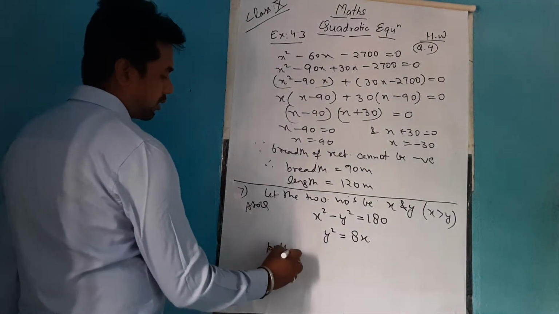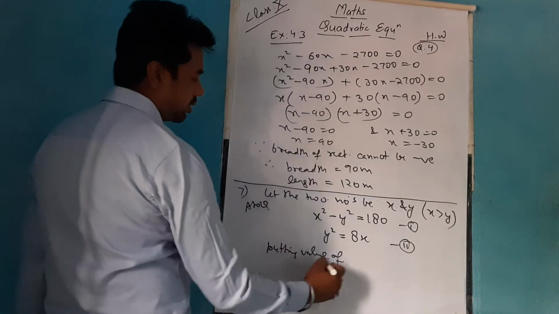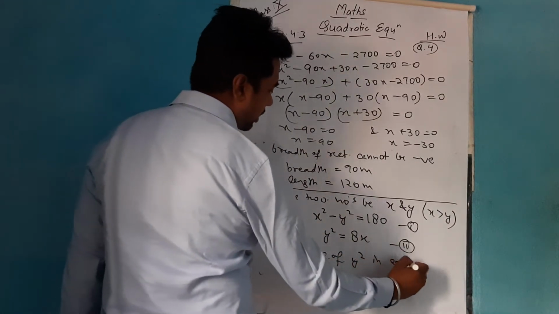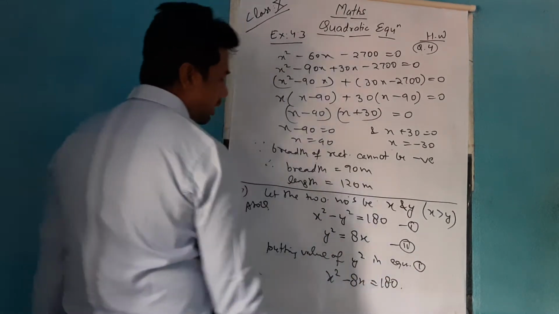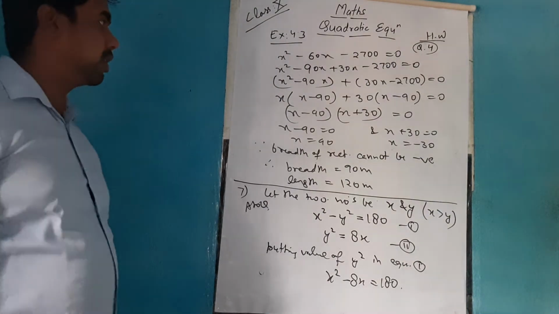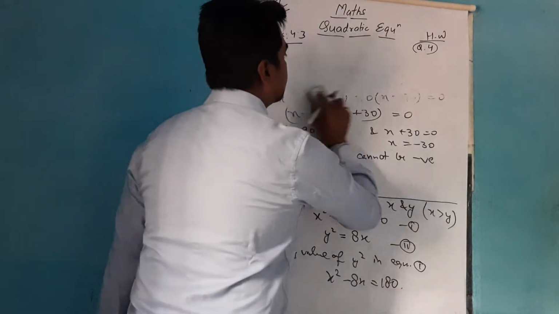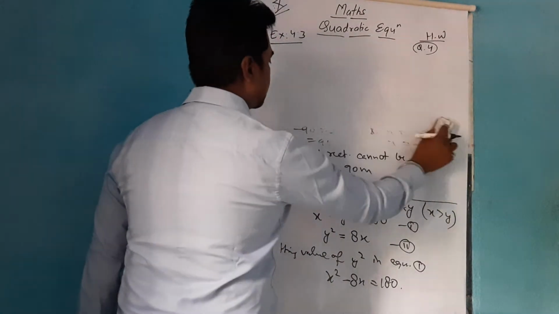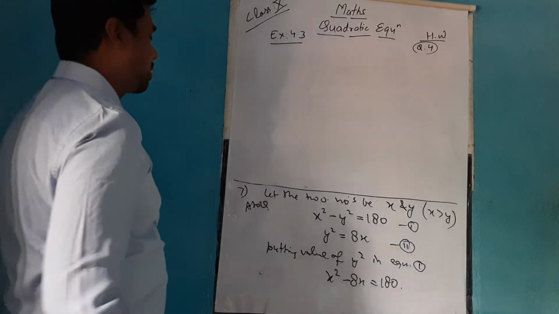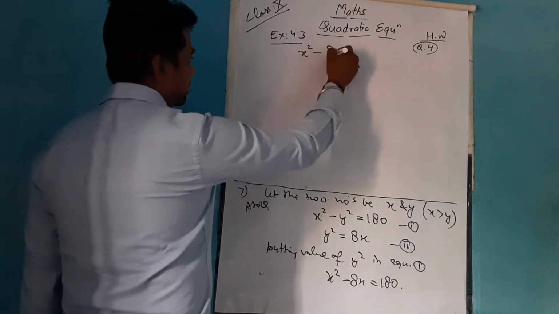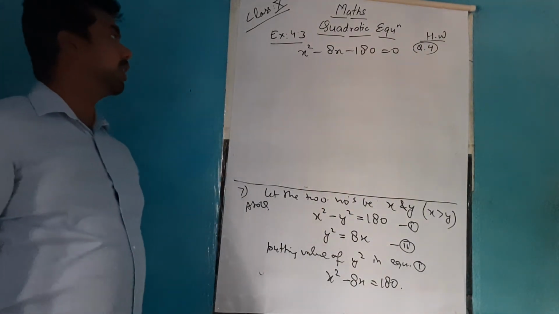Now, suppose this is the first equation and this is the second equation. Putting the value of y square in equation number 1, this becomes x square minus 8x equals 180. This will be your quadratic equation. Now I'll put 180 on one side, so I'm rubbing the upper part of it. Now the upper part is erased. So the equation will now be x square minus 8x minus 180 equals 0. This will be your required quadratic equation.